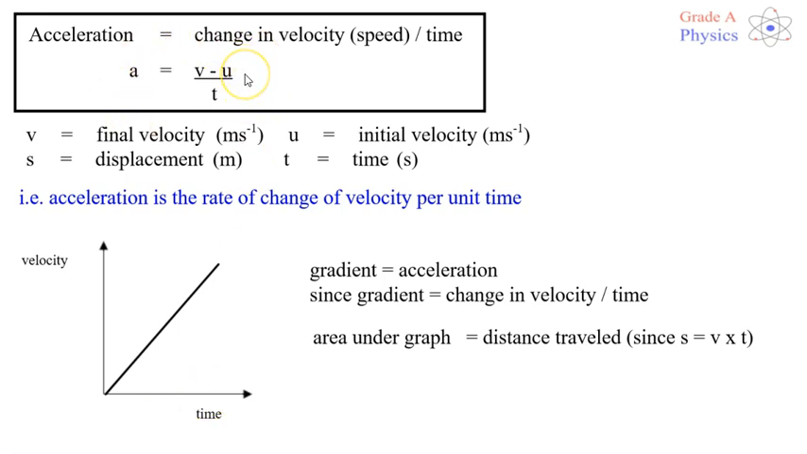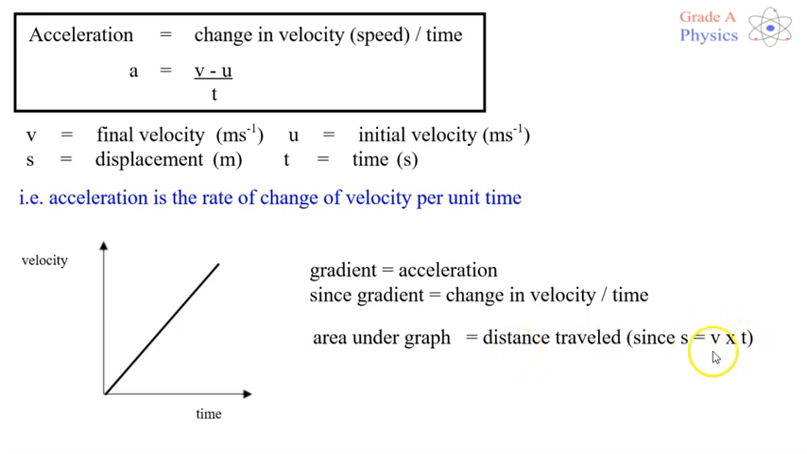So really important, the gradient of a velocity time graph represents the acceleration. Also, I could work out the area underneath the graph. So in this case, it's a triangle. I could work out half times base times height. And that would give me the distance traveled, or even better, the displacement. But again, sometimes distance and displacement will be the same value.